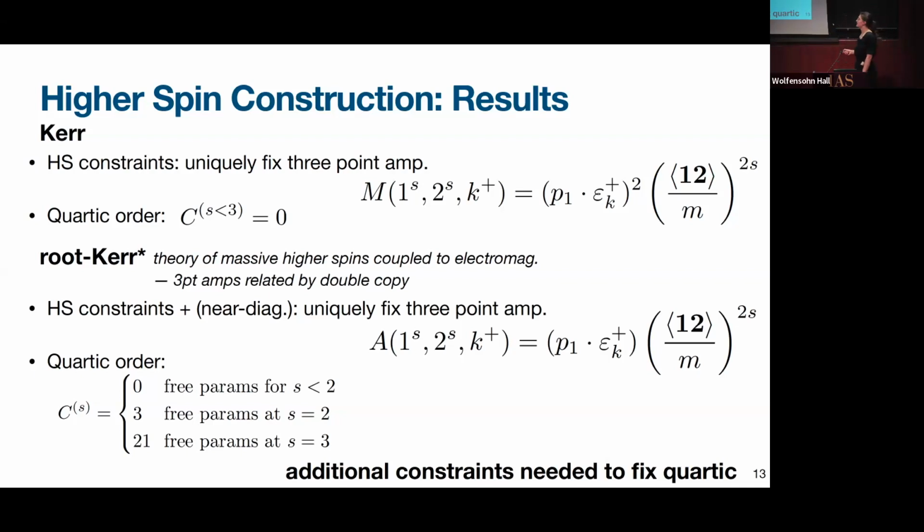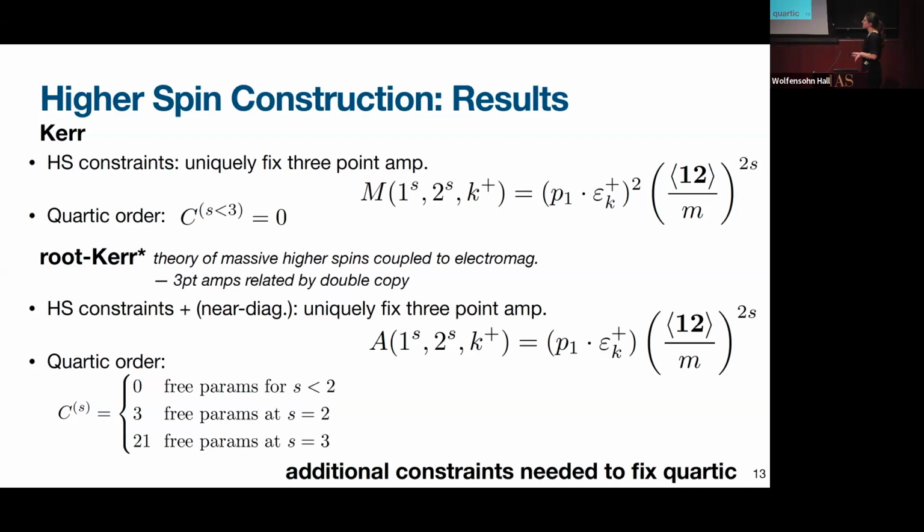We also consider a gauge theory, which we call root Kerr. Root Kerr has many different interpretations in the literature. Here, what I mean by root Kerr is the theory that at cubic order reproduces these 3-point amplitudes, which are related to gravity by a very simple double copy. And then beyond cubic order, there is the theory that essentially is fixed by the same constraints as the Kerr theory. So that's maybe a bit different to how other people would interpret root Kerr.